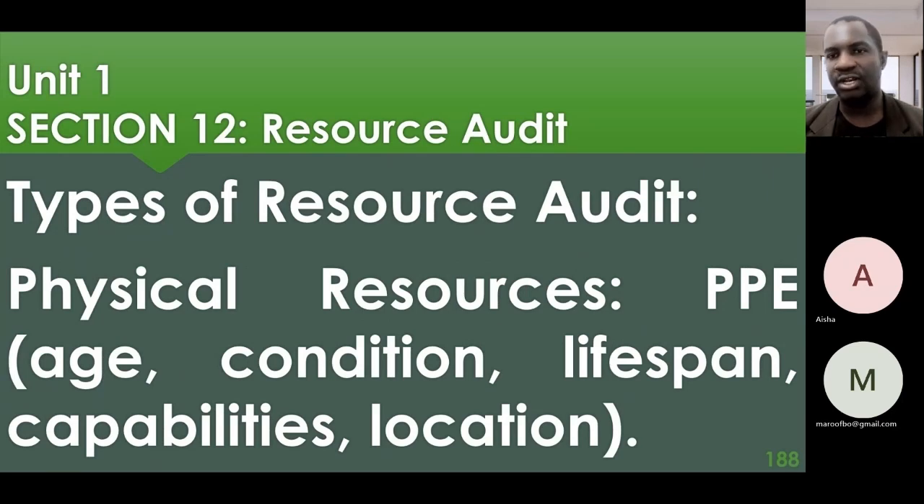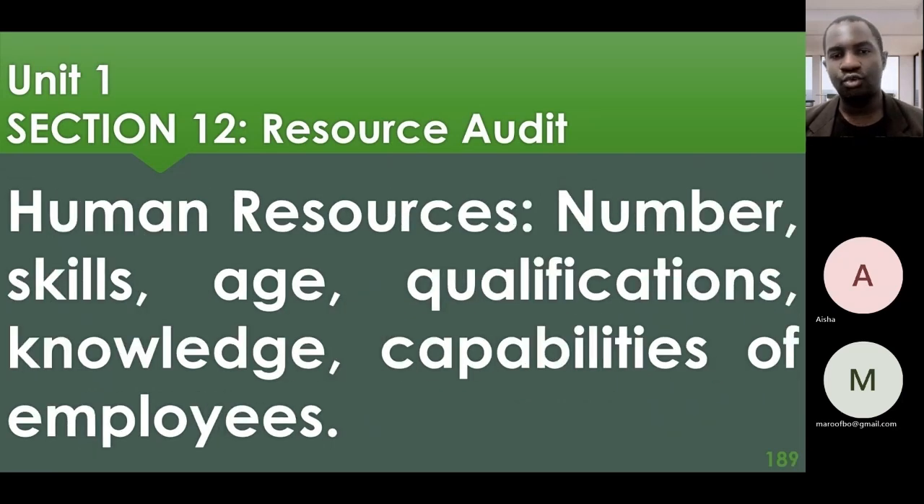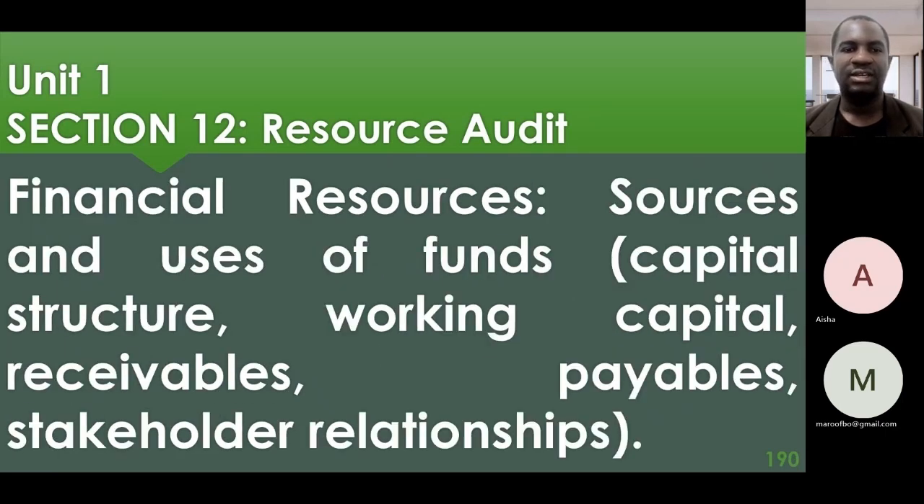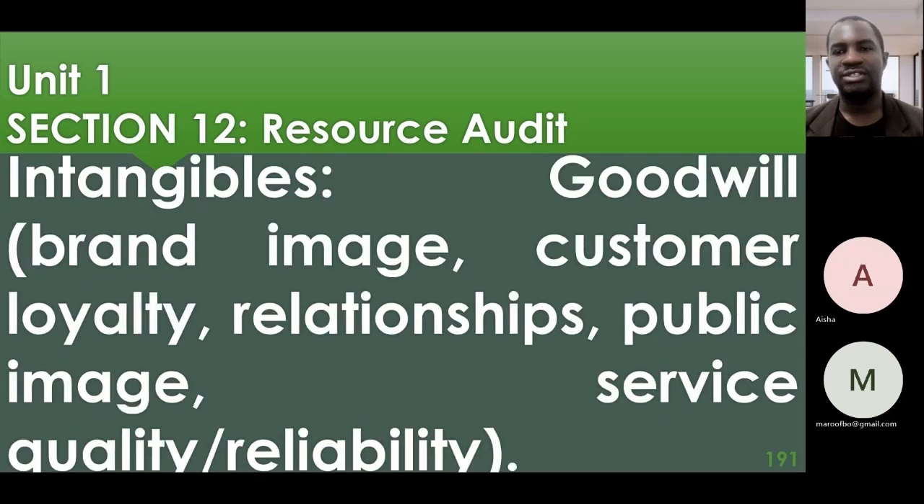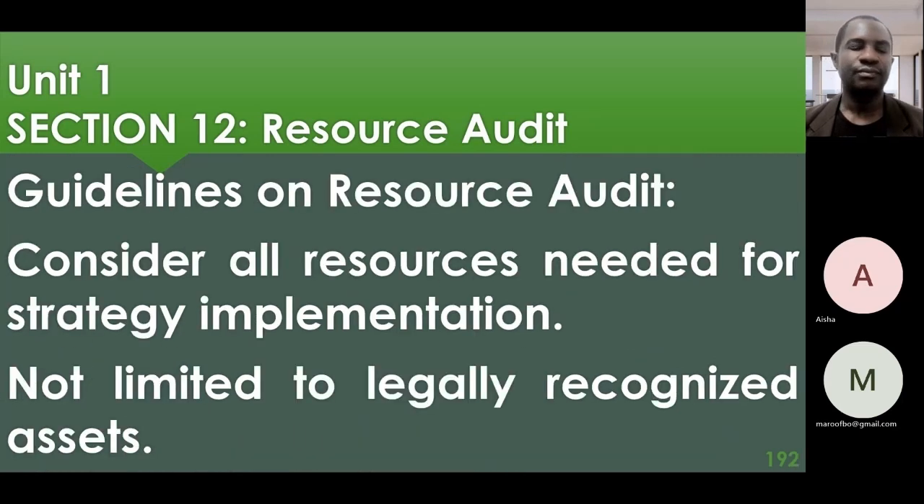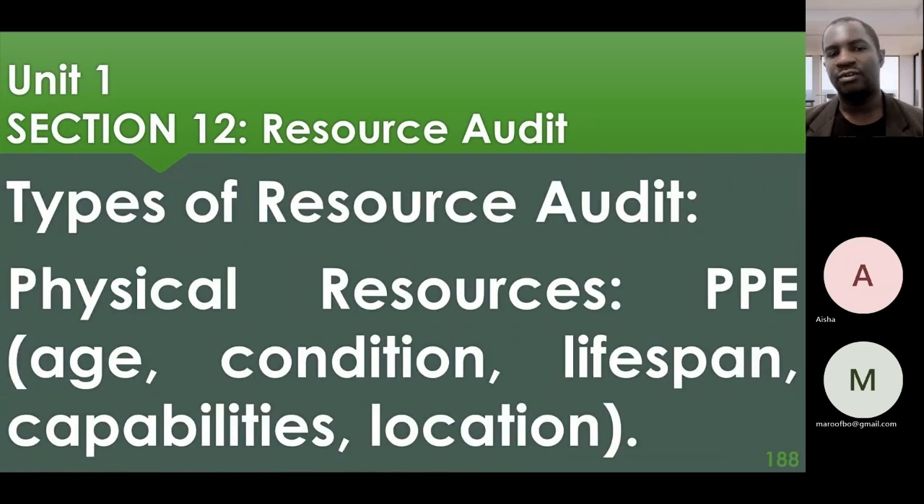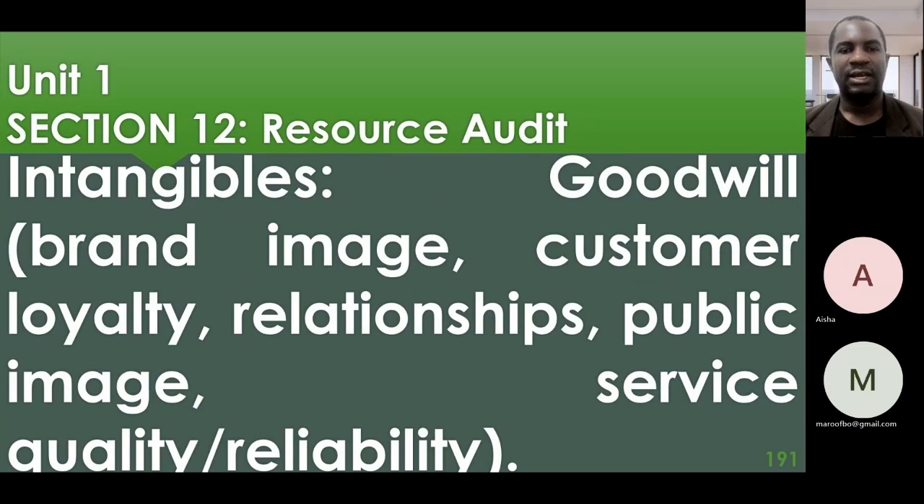He has not tested this model also. So take note of the key components I want you to very importantly take note of. So for resource audit, we have physical resources, number 1. Number 2, human resources. Number 3, financial resources, which is physical, money. And number 4, intangible resources, which you cannot see. And they are very important for a business. So those are the 4 types of resource audits.